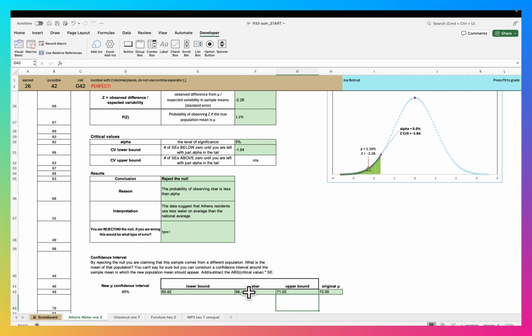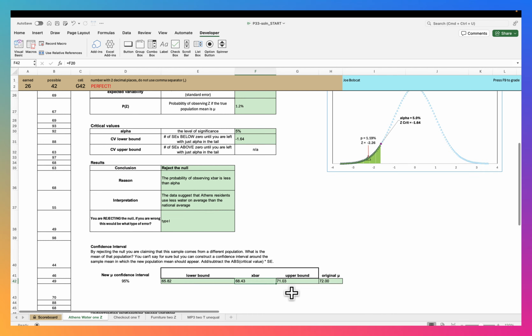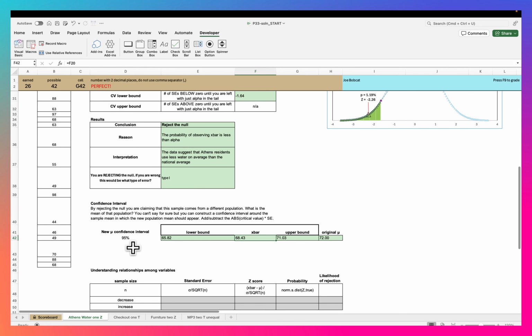All right, so what we're claiming here is that the population mean for x bar, it's not the original mean. It's not the population mean we thought it was. It's going to be a population mean whose mu will fall somewhere between 65.82 and 71.03. And we're 95% confident that we'll fall into that region.